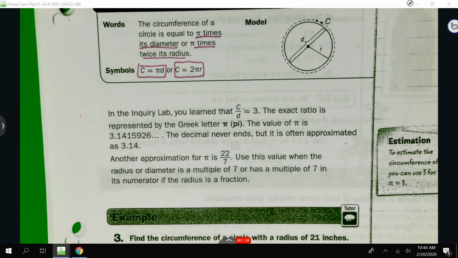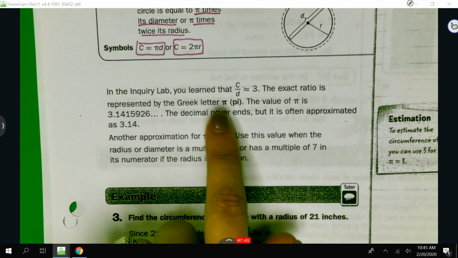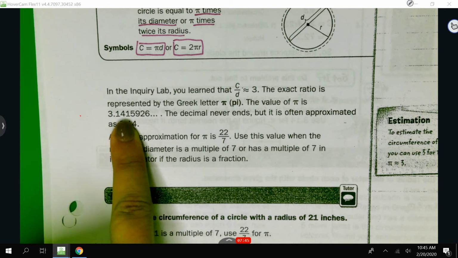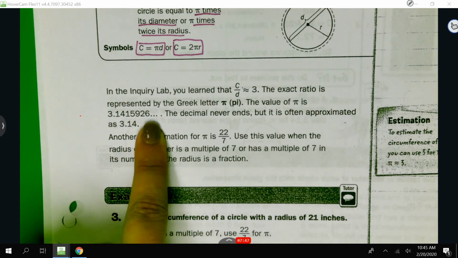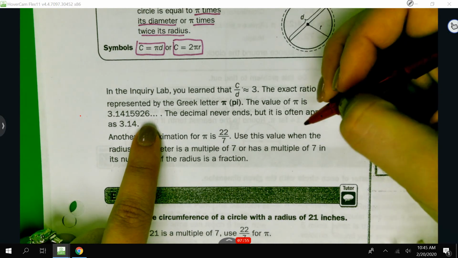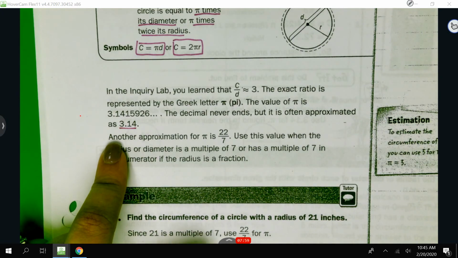So a little bit about pi. It's a Greek letter. The value of pi is 3.1415926, on and on and on. So it goes on forever, but it never repeats itself. So obviously we are always going to approximate it, and we normally just use 3.14.